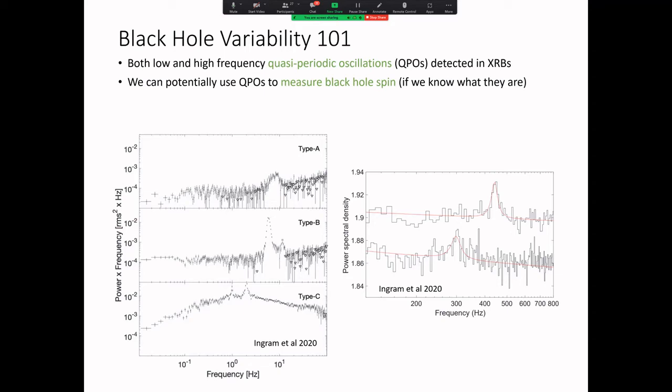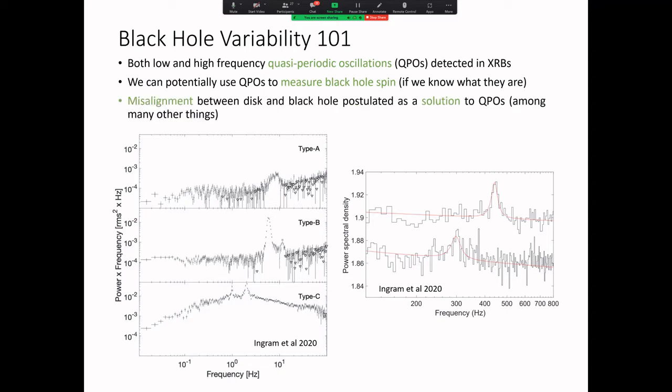Several theories have been proposed for them. To name a few, for example, orbital resonances between radial and vertical epicyclic frequencies, discoseismic pressure, and gravity modes. The theory that I'm going to test is misalignment between the disk rotation and black hole spin axis, and it shows some promising results in the next slides.